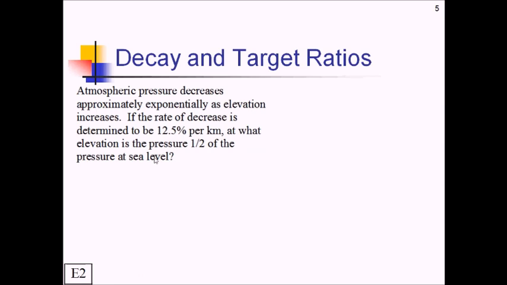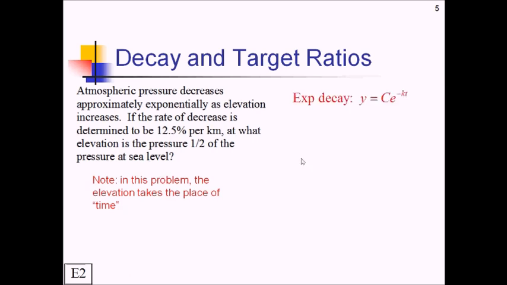So we have elevation as kind of an input and atmospheric pressure as kind of an output. Elevation in this problem is basically taking the place of time. Pressure is a function of elevation here. And we've also got exponential decay. So we're going to need a slightly different formula for this one. This is going to be c e to the negative kt. So now this is what we're going to be plugging things into.